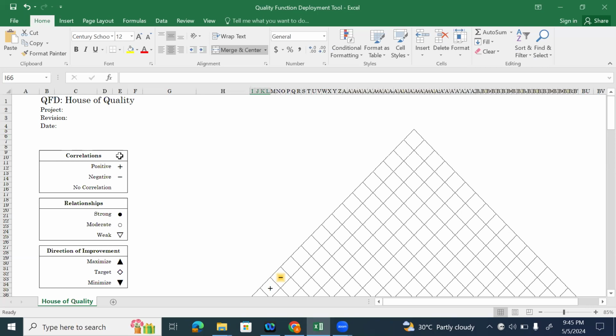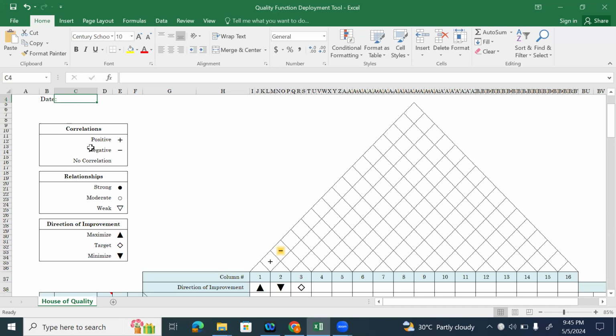And you need to include the name of the project here. What is the revision of this project? What is the date? And this is going to have three important parameters, which involve correlations. Is it going to be a positive correlation or negative correlation or no correlation? And relationship. Is it a strong relationship, moderate relationship, or a weak relationship? And the direction of improvement, which is either maximum or minimum or targeted value.